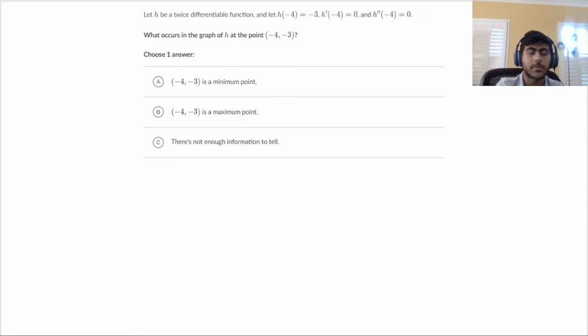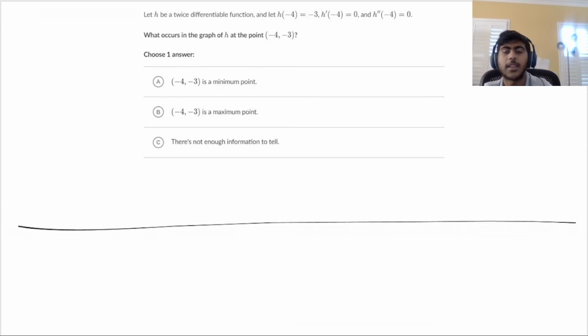Keep going. Alright, let's look at this question. The first derivative is 0. The second derivative is also 0. We didn't discuss what happens if the second derivative is also 0, and that's because there's not really anything to discuss. If the second derivative is 0, then your derivative is not changing, so just like a flat line.